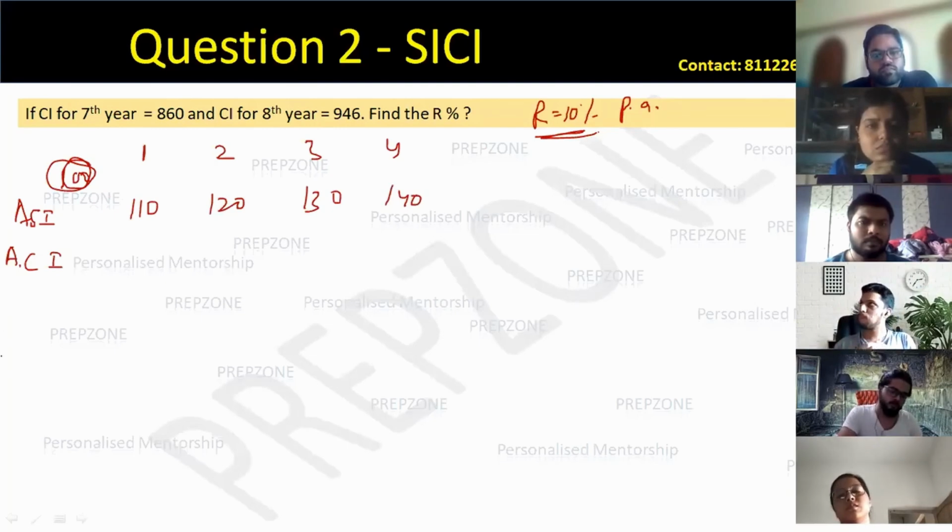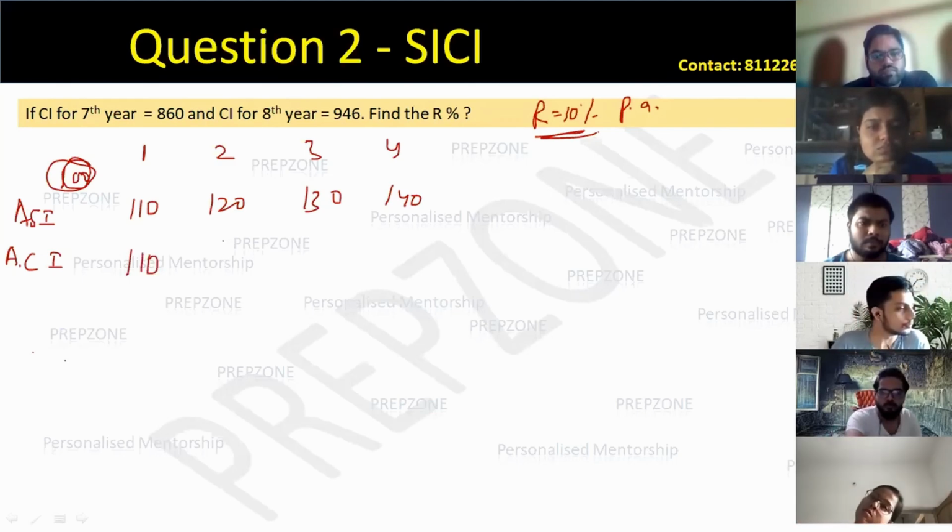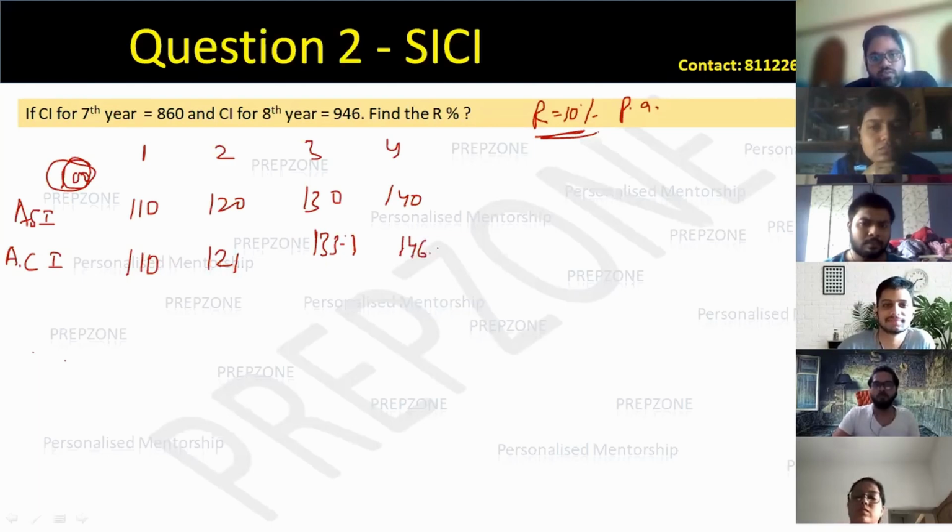Then compound interest में क्या होगा? Same चीज, at least first year में तो same होगा, 110. Second year में क्या होगा? Formula भी use में लोगे तो 100 into 1.1 square, 121. यहाँ पे कितना आएगा? 133.1. Very good. यहाँ पे 146.41. Good. Okay. Come on guys, you should know 1.1 का power 4 कैसे निकालते हैं.